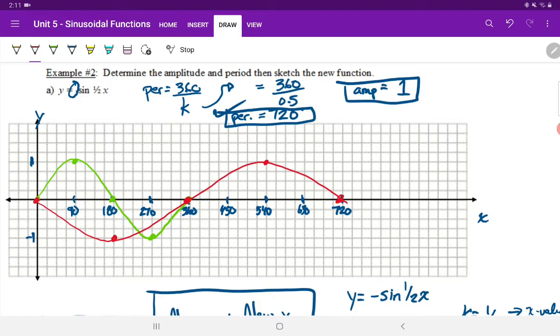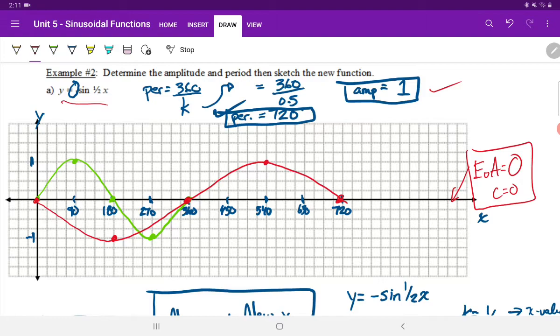So from the parent function, it was reflected across the x-axis, right? It was horizontally stretched by a factor of 2. It didn't go up or down. It didn't go left or right. The equation of axis is 0 because our c value is 0, right? And our amplitude still stayed as 1. We know that. We checked. We figured that out already. Okay? And that's it.